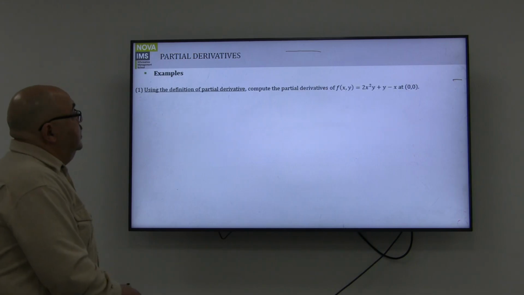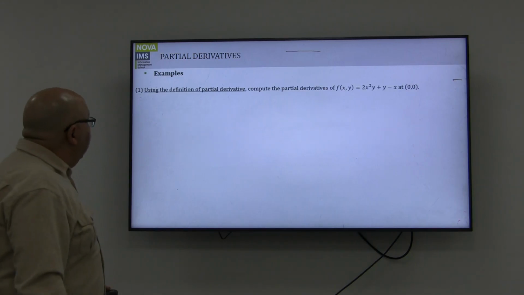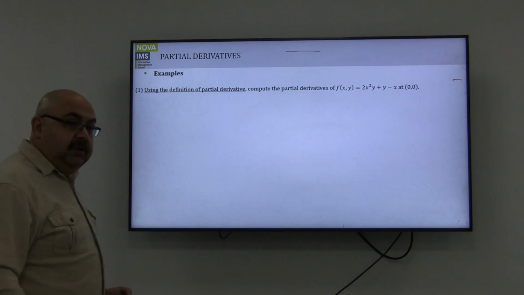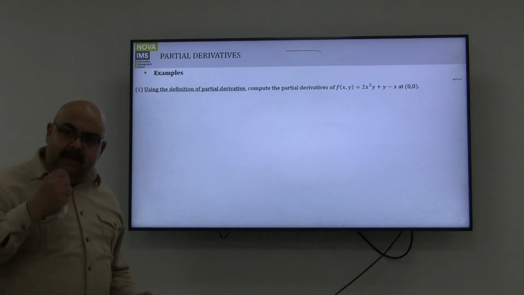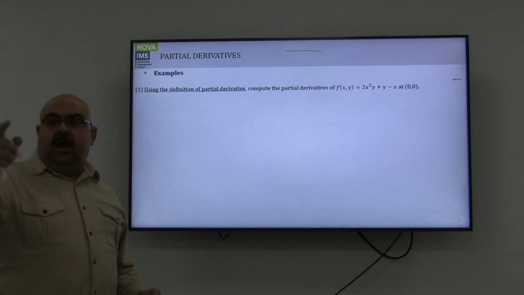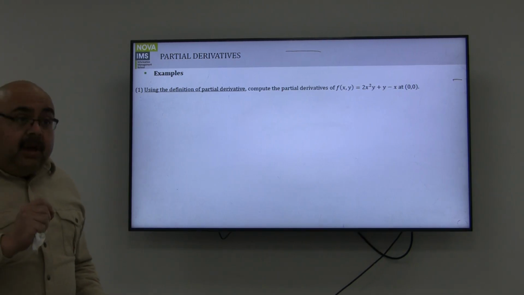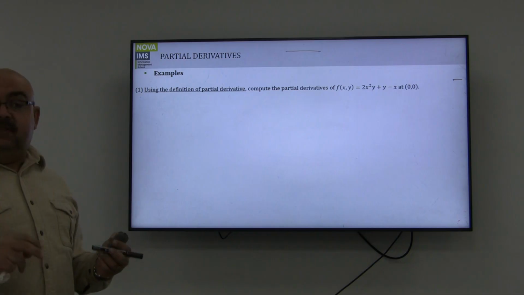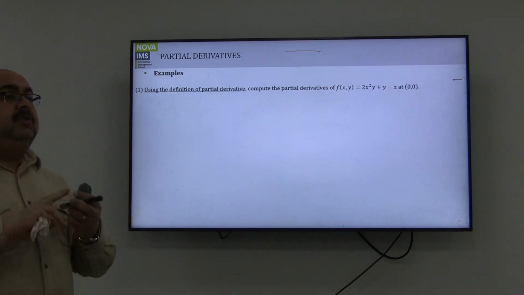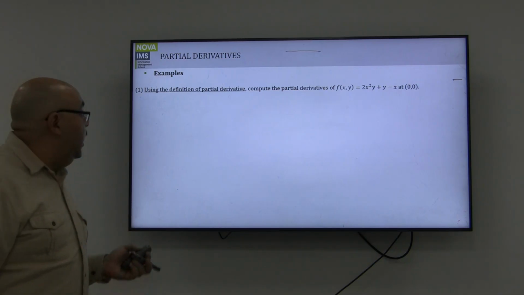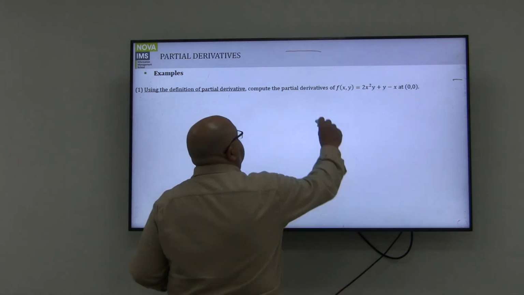Once more, if he is asking you to use the definition of partial derivative, once he mentions using the definition, I will have to do it using the limit law. Okay? If he is just asking you to find the first derivative, I can find it without the limit, directly. And you will see problems in just a second.